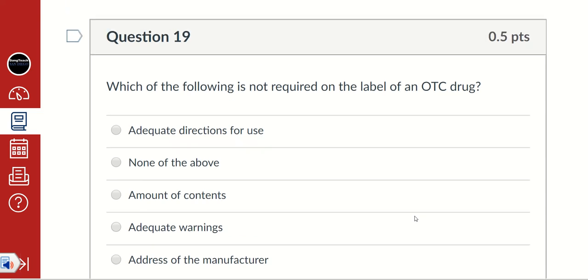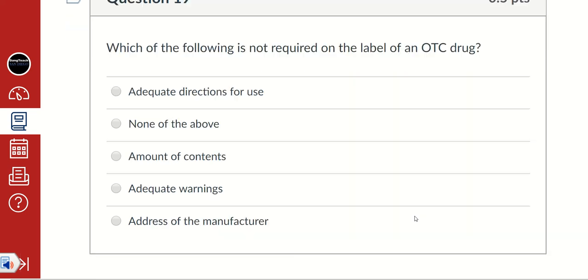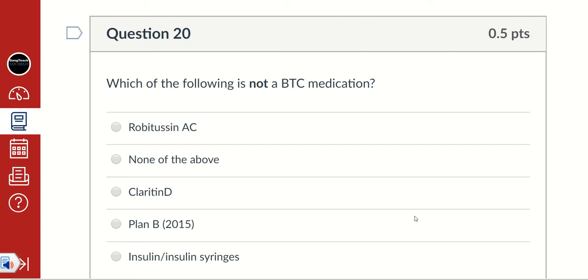Straight from lecture. None of the above. Yeah, none of the above. They're all required. You gotta have all that printed on your packaging, especially the directions for use. 20. None of the above.